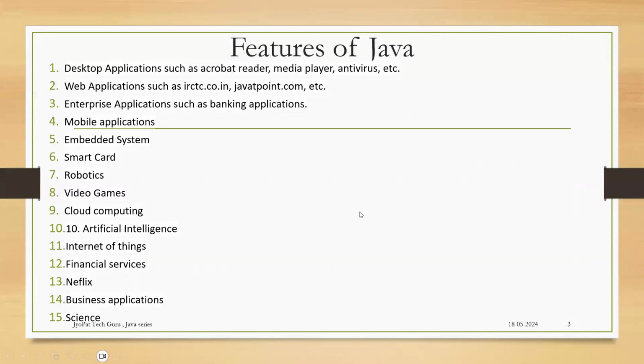What are the features of Java? You can develop desktop applications, web applications, enterprise applications, banking applications, mobile applications, embedded systems, smart card, robotics, video games, cloud computing, artificial intelligence, Internet of Things, financial services, Netflix, business applications, science, and many other things. So the features are not restricted to only one or two platforms.